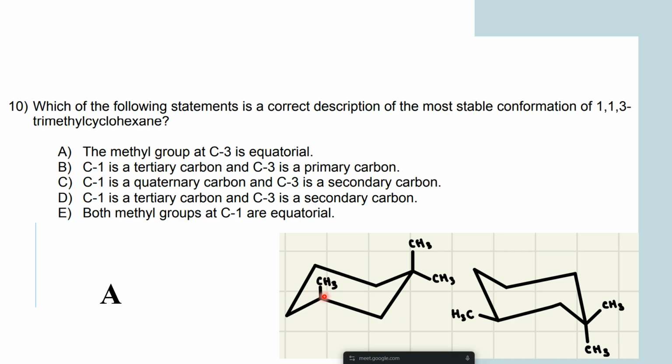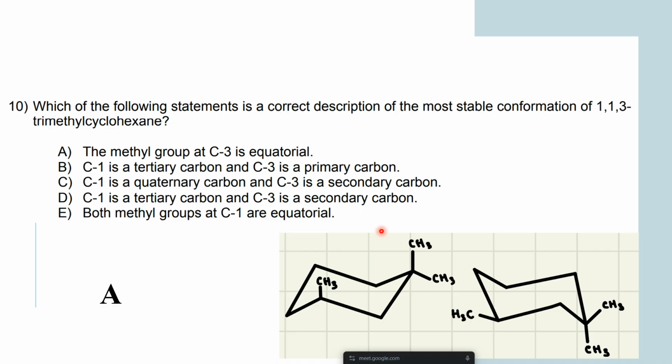methyl is also present in an axial fashion. So this will have 1,3 diaxial interaction with this methyl group as well as the hydrogen present at this carbon. This is why this 1,3 diaxial interaction will make the first structure highly unstable. Whereas in the second structure, only one methyl group is axial and the other two methyl groups are equatorial.